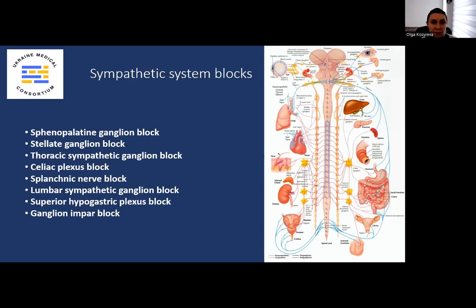There are three categories of doctors who can do it. Sometimes interventional gastroenterologists can do a celiac plexus block through an endoscopic technique.